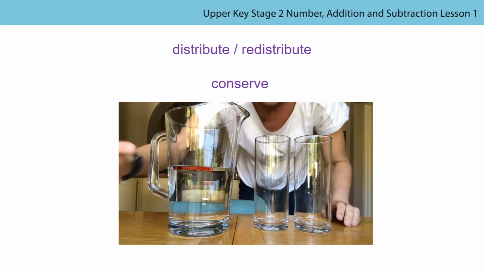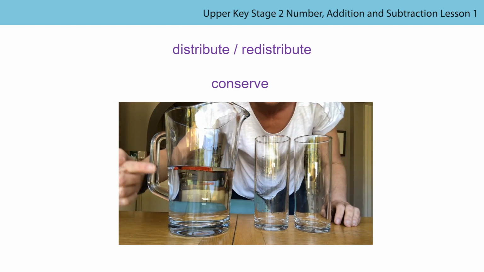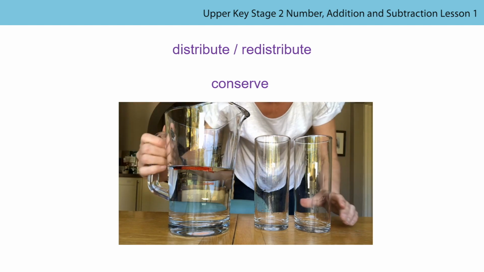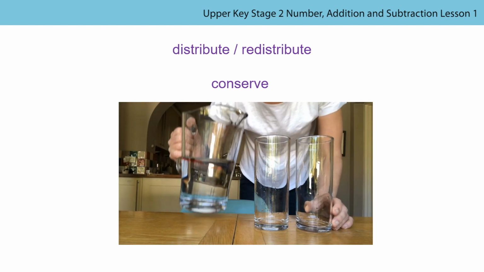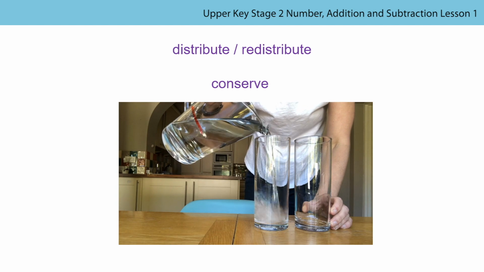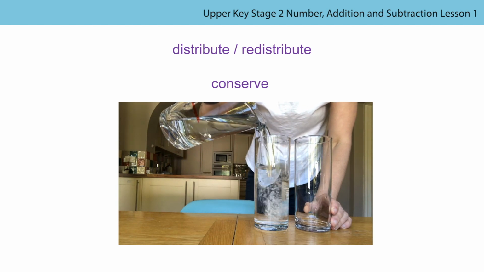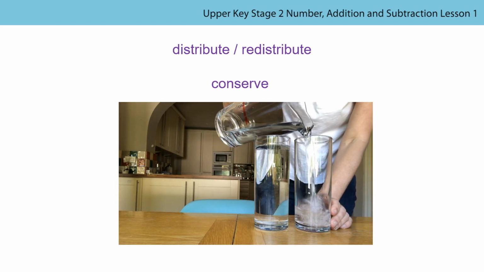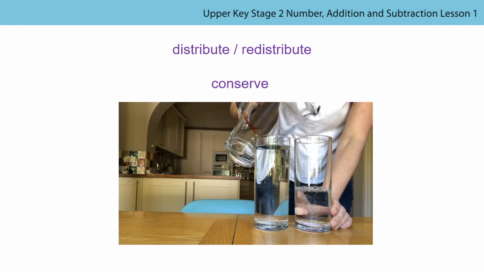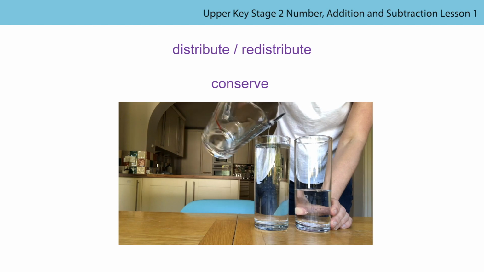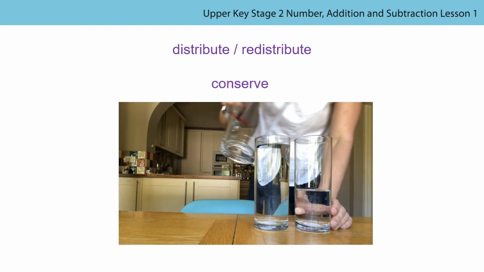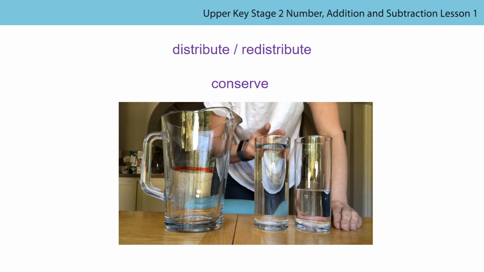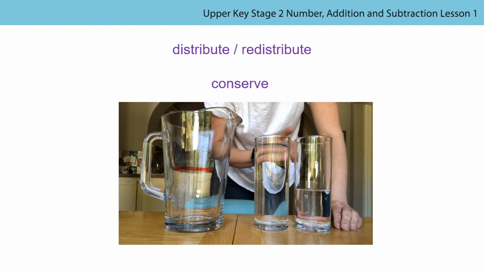So you can see I've got this red line which is marking how much liquid I've got in my jug in total, and I'm going to distribute, give out the liquid between the two glasses. I'm going to fill this one right up. And this one, I'm not going to fill up so much. I wonder if I can put a bit more in there. And then I've got that amount in there. So there's no liquid left in my jug now. I have distributed it between the two glasses.